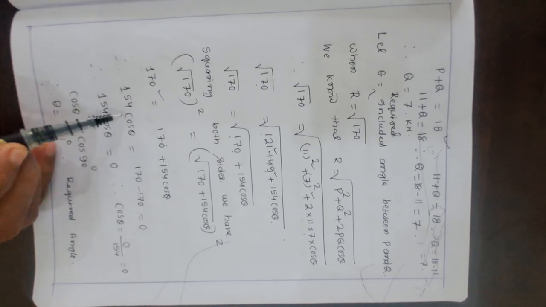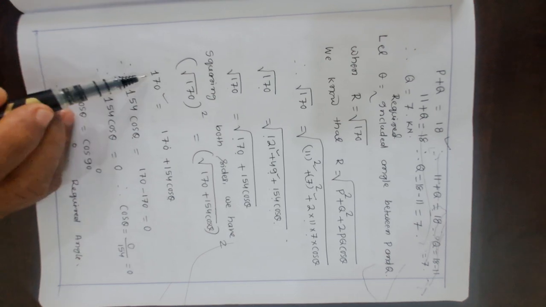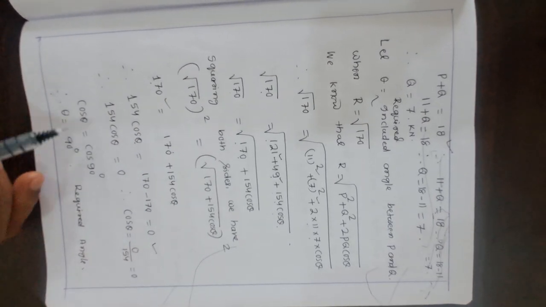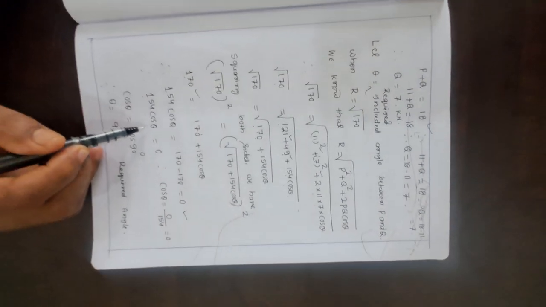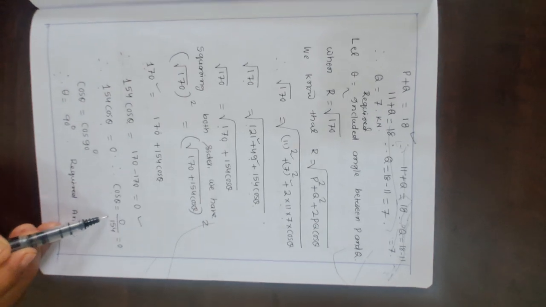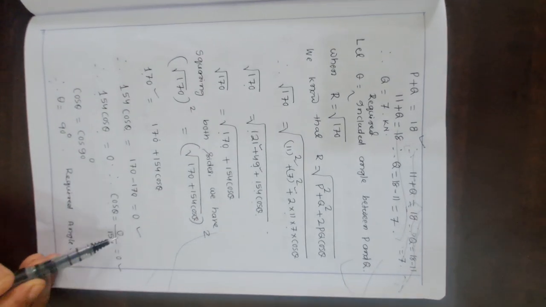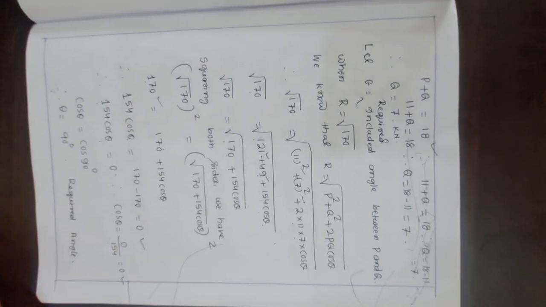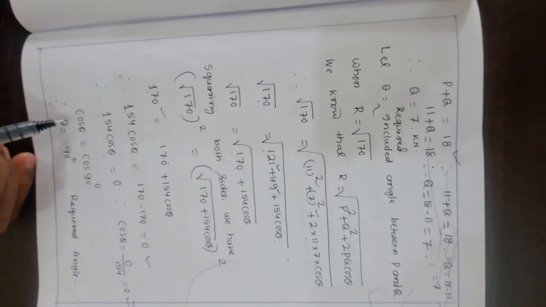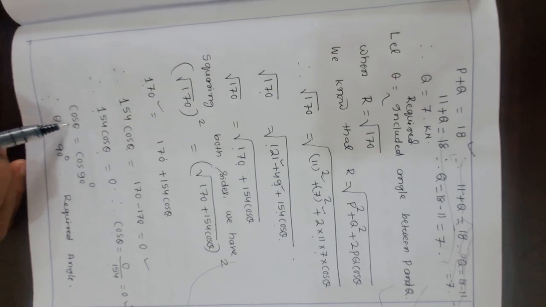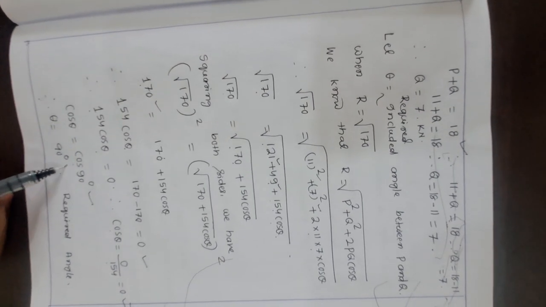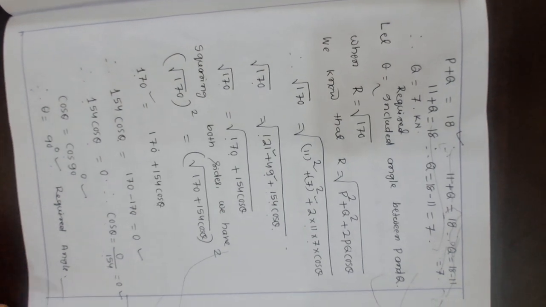Or 154 cos theta is equal to 170 minus 170, which is equal to 0. Or 154 cos theta is equal to 0. Or cos theta is equal to 0 by 154, which is equal to 0. You know that cos 90 is equal to 0. Therefore, cos theta is equal to cos 90 degree, or theta is equal to 90 degree. This is the required angle.